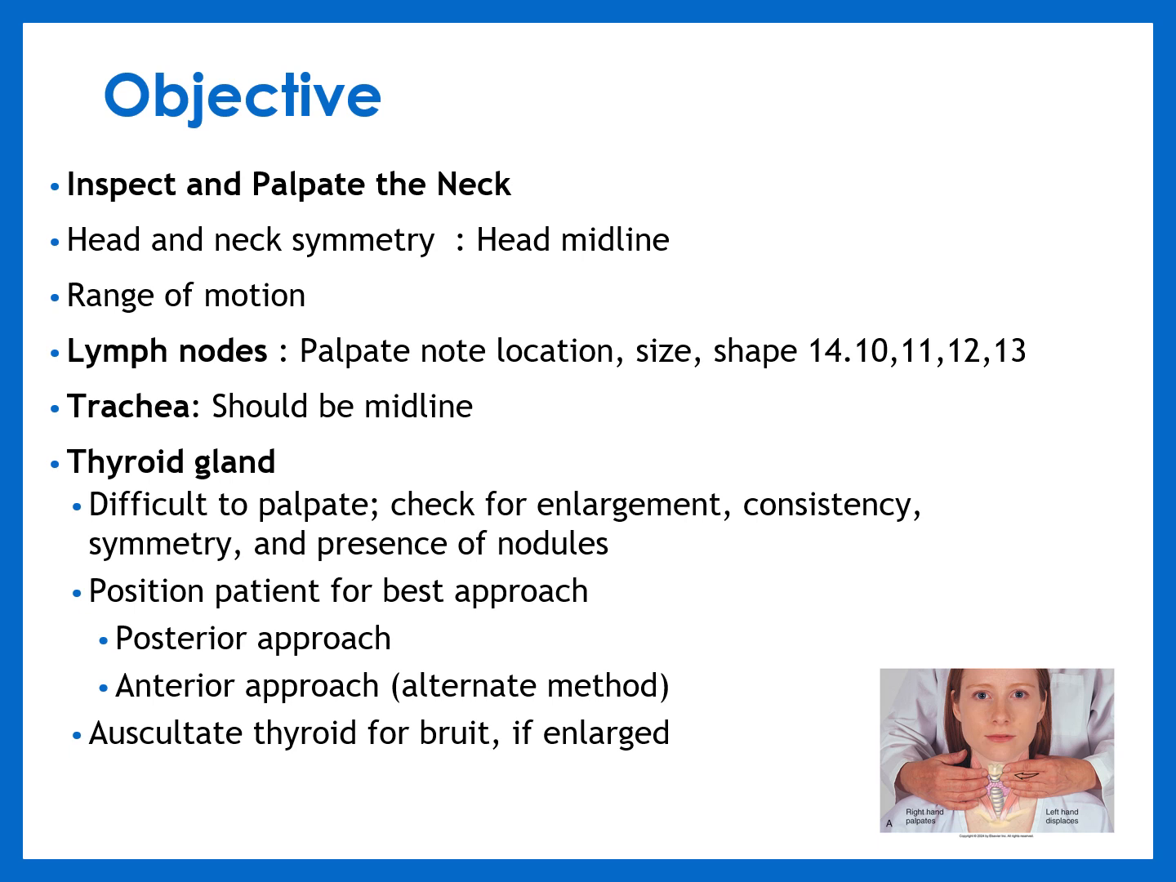You can use either the posterior or anterior approach. If it is enlarged, then auscultate for bruits. This may suggest increased vascularity, especially in hyperthyroidism. If they cannot hold their head midline or turn it fully, or if they can't rotate it and it's painful, consider meningitis, nuchal rigidity, or trauma. Always ask about previous injuries.